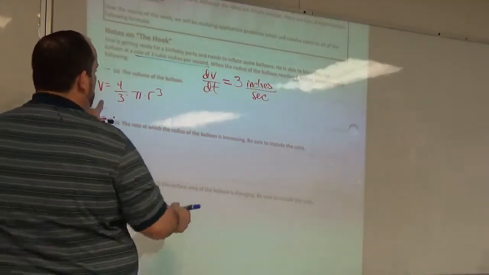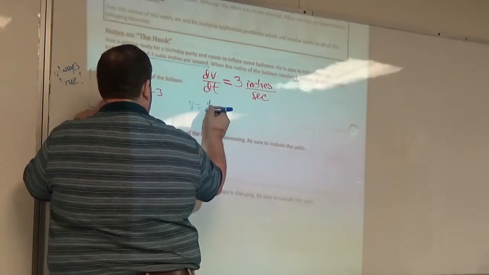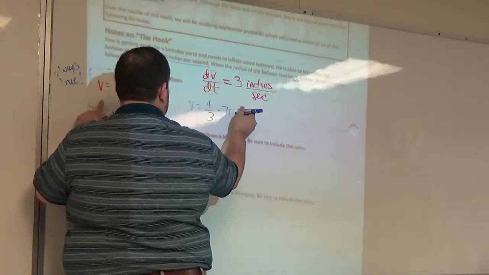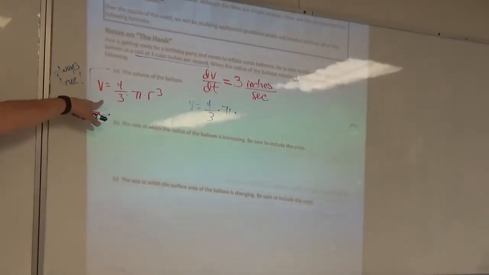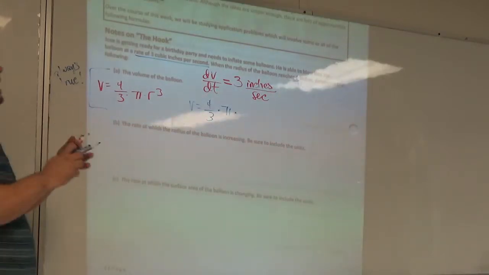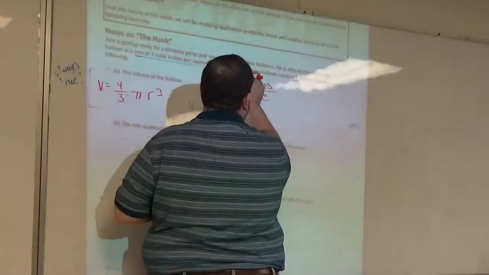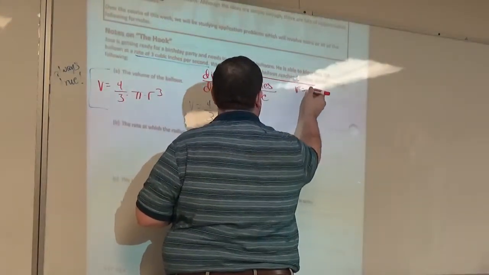4/3. The volume is going to be 4/3 times pi times 2 cubed. I've heard 4 cubed and I've heard 3 cubed. 4 cubed. This is the radius of the balloon. You've got to keep reading. The radius of the balloon is 4 inches.